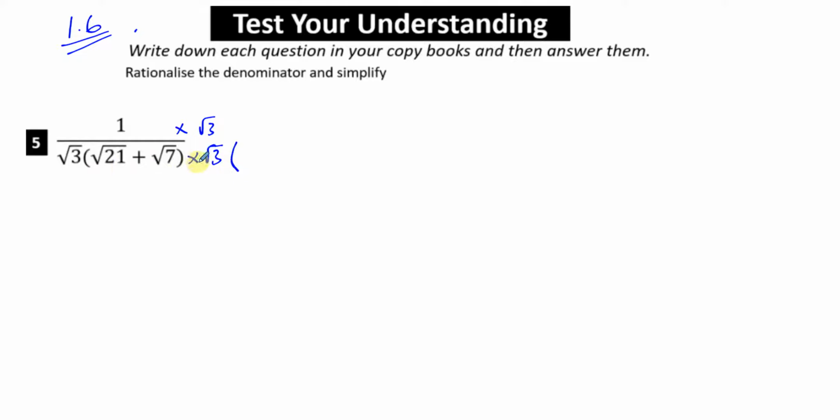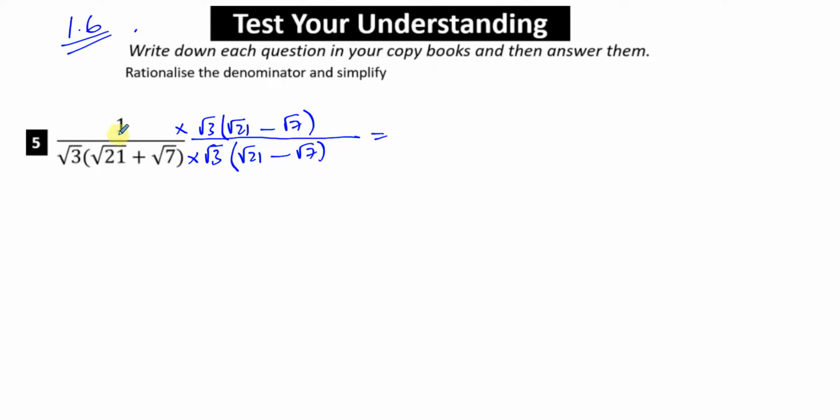And as we know, to get rid of something like that, we multiply it by what's called its conjugate, which are the same terms but with the opposite sign between them. So this is going to have a negative sign between them. And you do the same thing to the numerator that you do to the denominator. So you have to multiply also the numerator by root 3 times root 21 minus root 7.